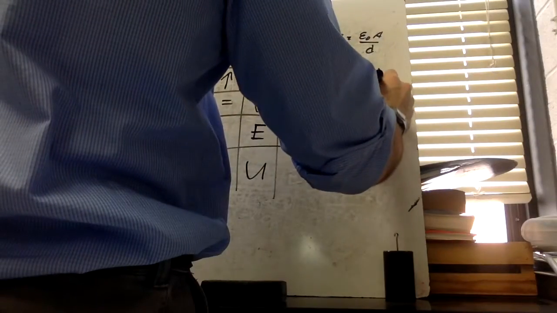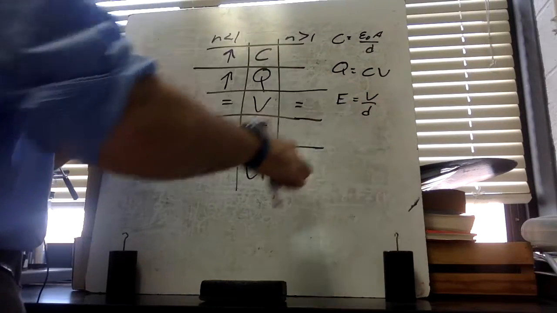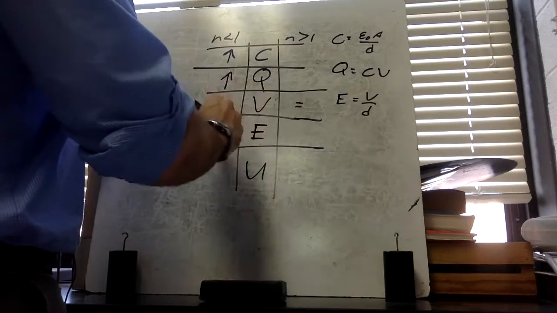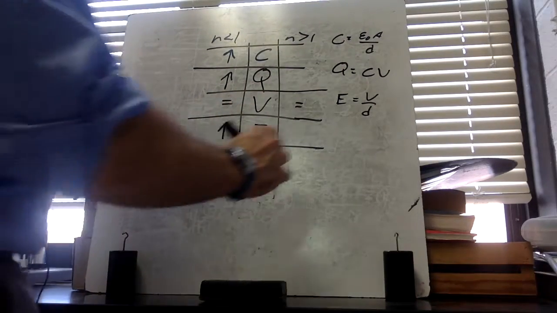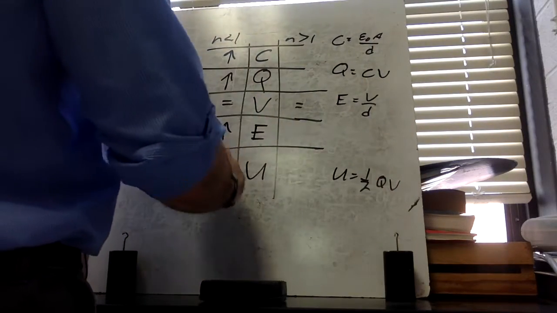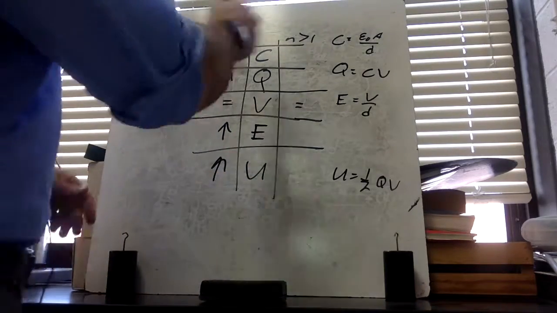All right, now E is V over D, and here V is staying the same, but D is decreasing. So if D decreases, then E goes up. And again, U is 1/2 QV, V stays the same, but Q goes up, and so therefore the stored energy goes up. Now to this side.